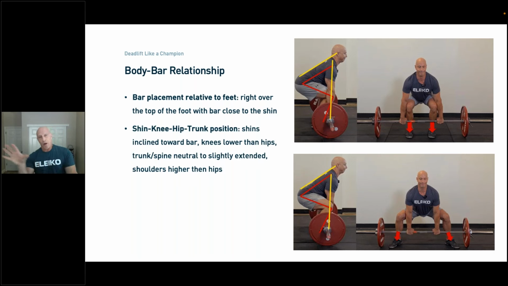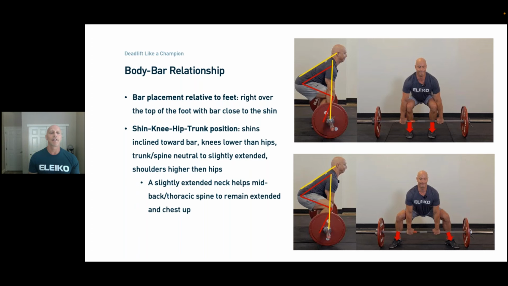The shin, knee, hip, trunk position, as you can see on the images on the left-hand side, it's going to be more of a zigzag. So in essence, the shins are going to be slightly inclined, and that's going to vary. The inclination will vary depending upon, again, limb length, the person, and their mobility, what they're capable of, and how much dorsiflexion they're going to use or not use. So the shins are going to be slightly inclined towards the bar. Then your knees are going to be lower than the hips, so the hips are going to be higher than the knees. And then that trunk, you want to maintain a neutral to slightly extended spine. And then the shoulders are going to be higher than the hips, obviously. So that's the zigzag positioning that you're going to look at right there.